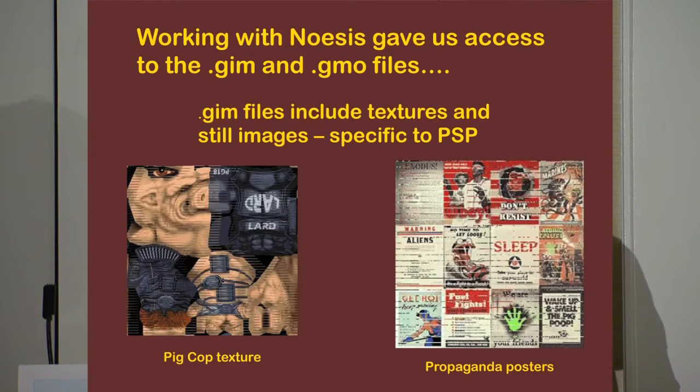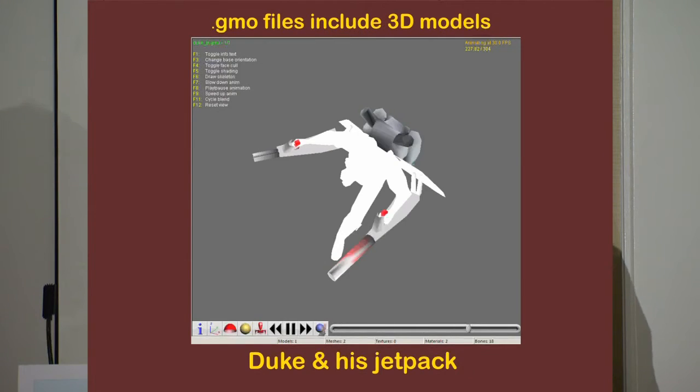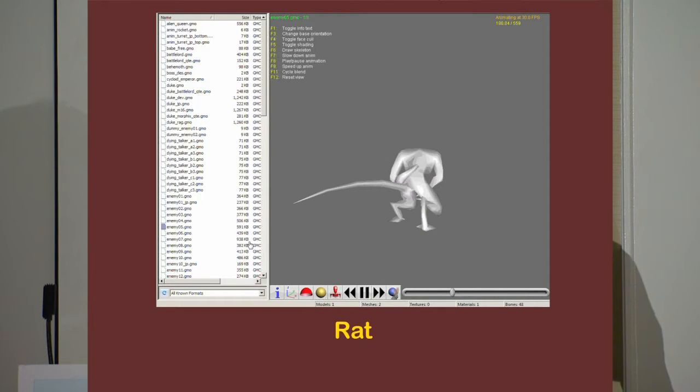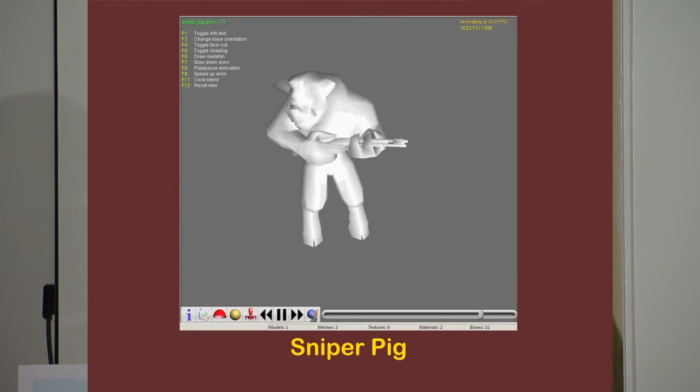The GIM files are textures and still images, and they're very specific to PlayStation Portable. So here we have a texture for one of the pig cops from the game, and here we have some propaganda posters that are on the background in the game, just in a file like that, which is very exciting to see. Here we have some of the GMO 3D models. So we have Duke Nukem and his trusty jetpack here. We have one of the rat enemies here, flailing around. And there's his skeleton being added there. We have the sniper pig, and my personal favorite, the dying talker, who does a pretty cool dance there.